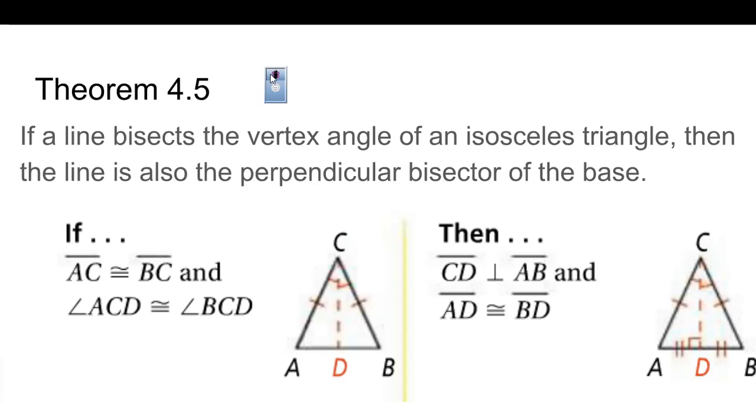If a line bisects the vertex angle of an isosceles triangle, then the line is also the perpendicular bisector of the base. So if I have a figure where I have an isosceles triangle and I have a line that is bisecting my vertex angle, we notice it's bisected because of these two congruent marks, then not only does it bisect it, this becomes a perpendicular bisector of the opposite side. So CD is going to cut AB in half, and it's going to do it at a right angle.